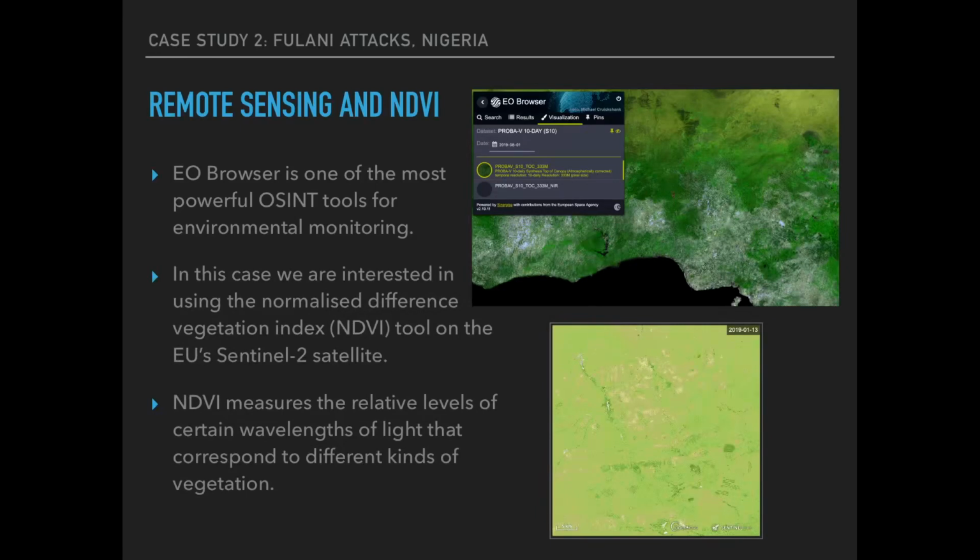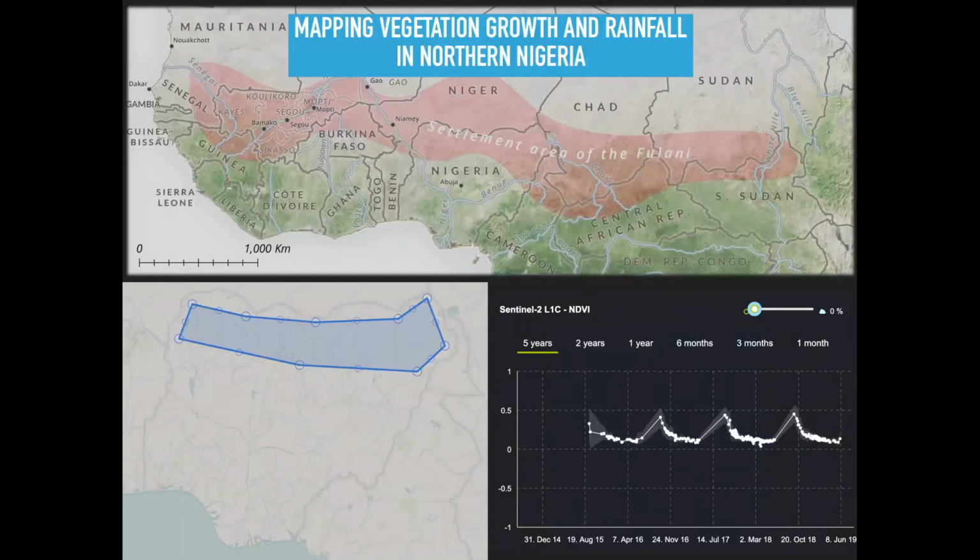We can use this relative greenness as a proxy for how much vegetation there is, and also, in a place which is fairly arid and unirrigated, like the Sahel, we can use it as a proxy for how much rainfall there is. Through EO Browser, we can access this via the Sentinel-2 satellite. So what areas of the country do we need to focus on to look at how green it is when seen from satellites?